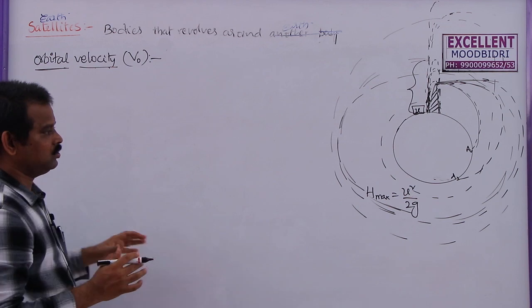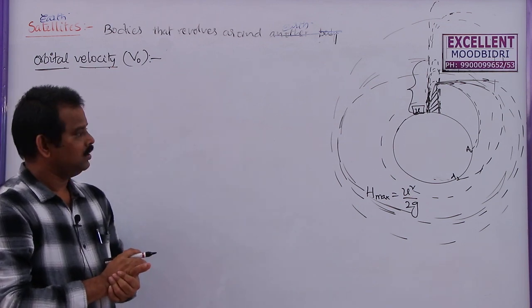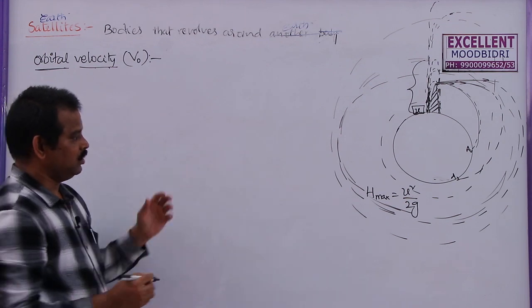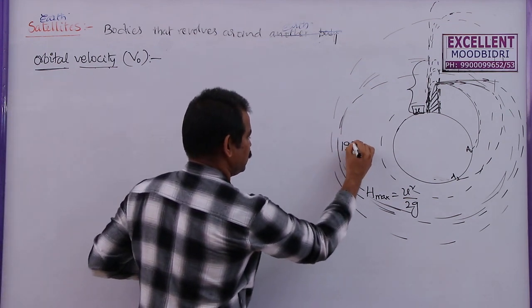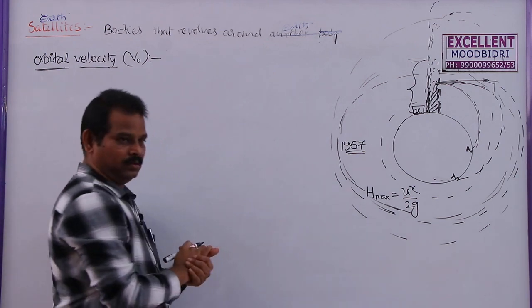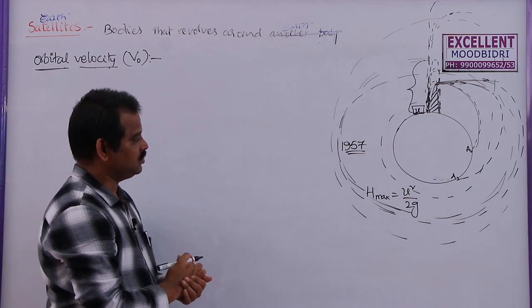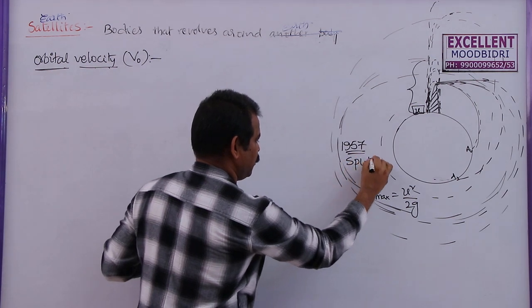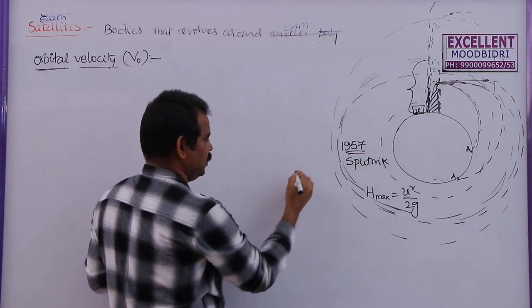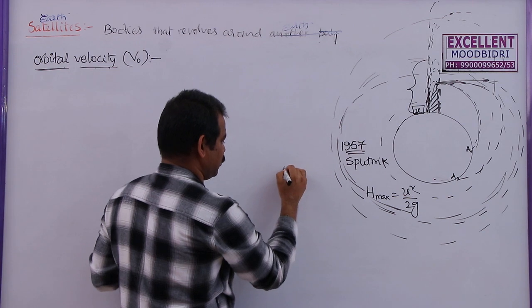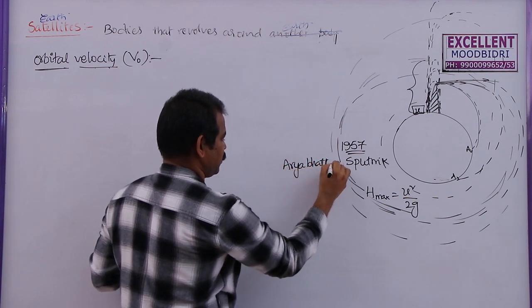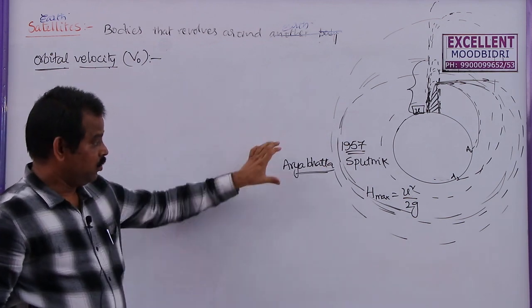Now, most of the countries have the capacity of launching these satellites nowadays. Previously, in 1957, Russia sent the first satellite into space. This is Sputnik. You might have heard about this one. But India sent the satellite Aryabhatta, the first artificial satellite, but with the help of Russia only.